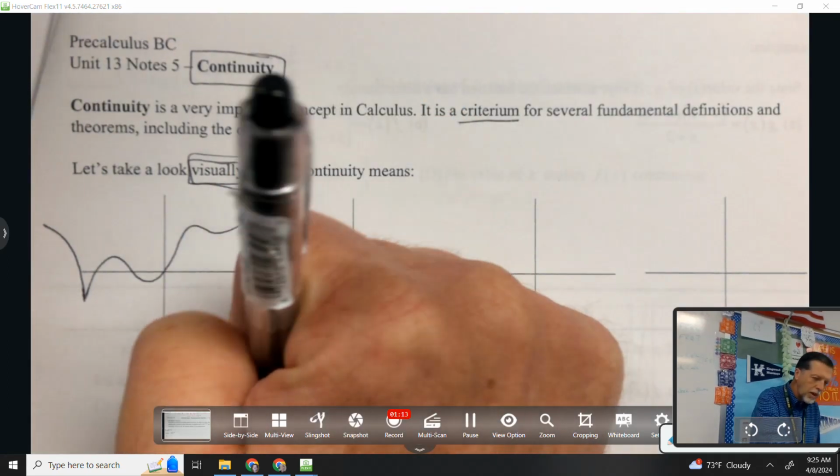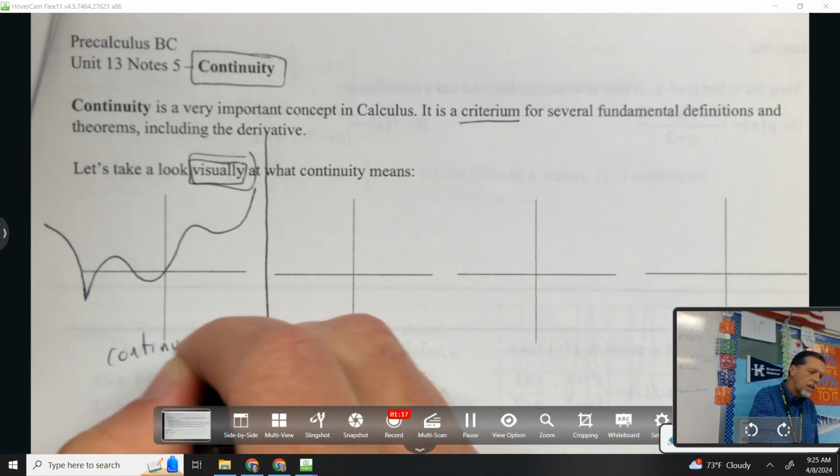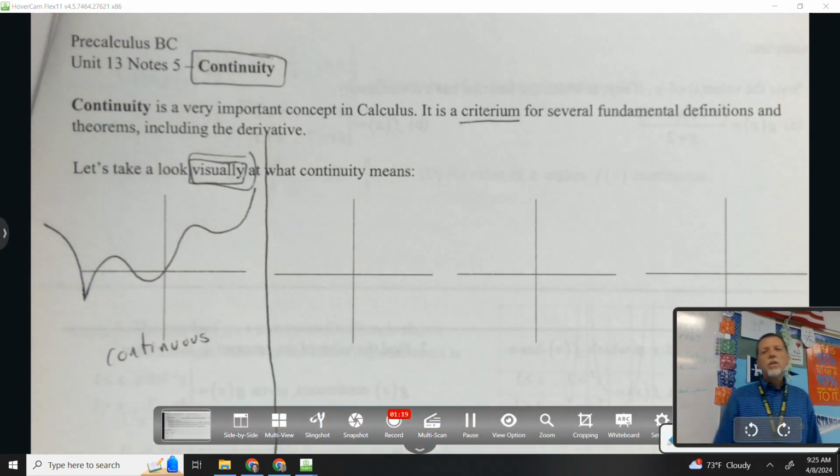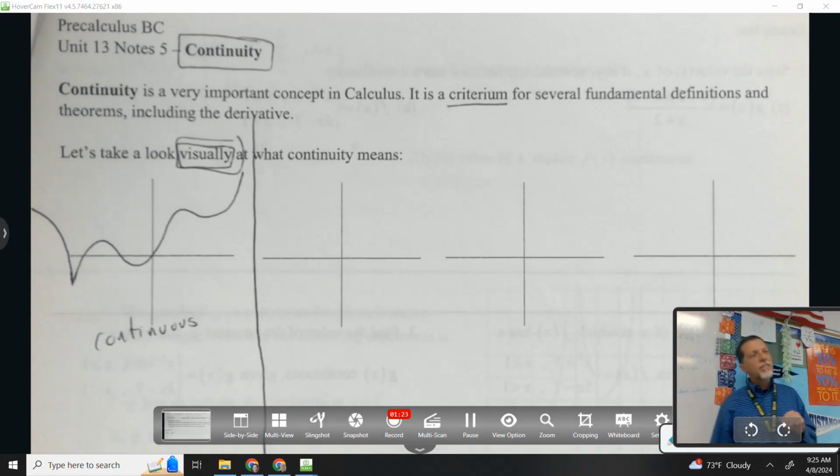So we're going to have a kind of a big break here. That is continuous. Can you think of things that would be not continuous? Like what types of things could happen on the graph so that it would not be continuous?